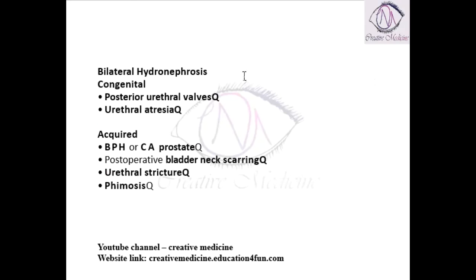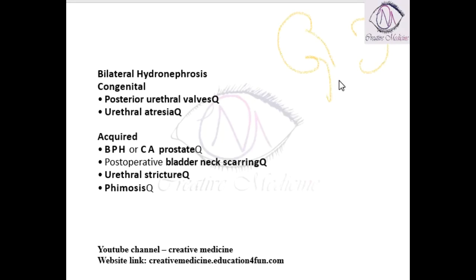Then we have bilateral hydronephrosis. Where do you see bilateral hydronephrosis? Both the kidneys drain the urine into the same urinary bladder with the help of ureters. Now from the urinary bladder through the urethra, it goes to the outside. So if there is any block in the urinary flow from this level, this results in hydronephrosis. Whenever there is a block here, the bladder will be filled, so both the ureters will be filled, resulting in hydronephrosis of both the kidneys.